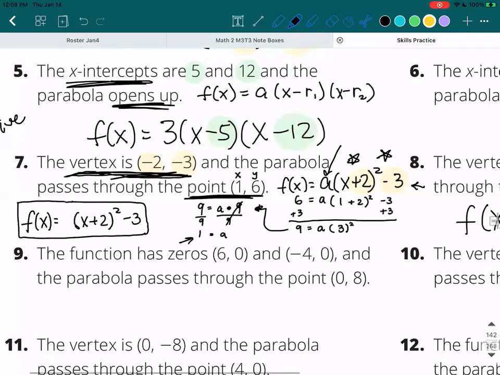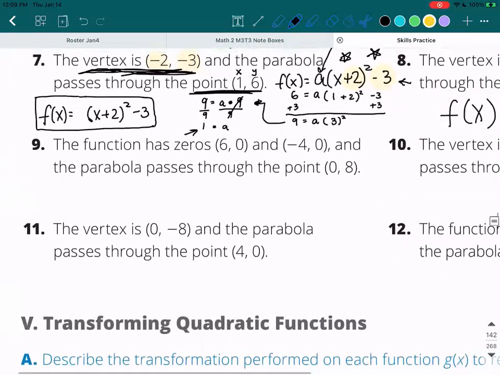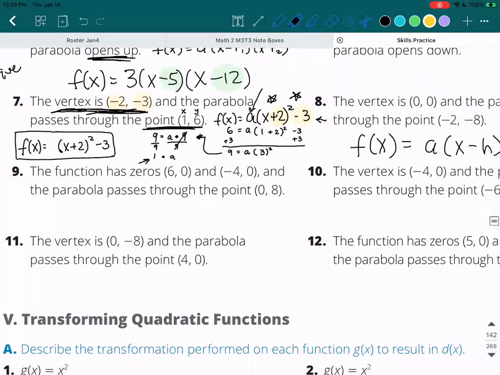Okay, let's go to number 9. Number 9 says the function has zeros 6, 0, and -4, 0, and the parabola passes through the point 0, 8. Parabola is just another word for the shape of this graph. I don't know if you remember that or if I mentioned it earlier. So we have zeros 6, 0, and -4, 0, which means that we want factored form. Let me zoom out so I have a space to write factored form. Factored form, to remind you, is a times x minus r1 times x minus r2. So we're choosing this form because they gave us our zeros.